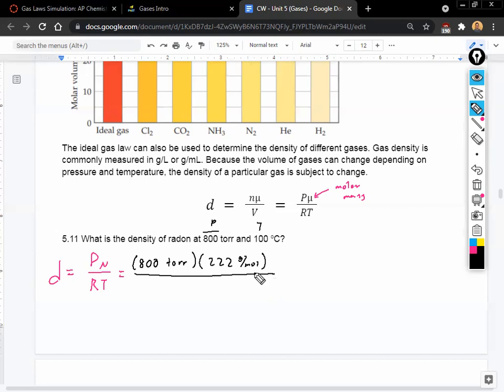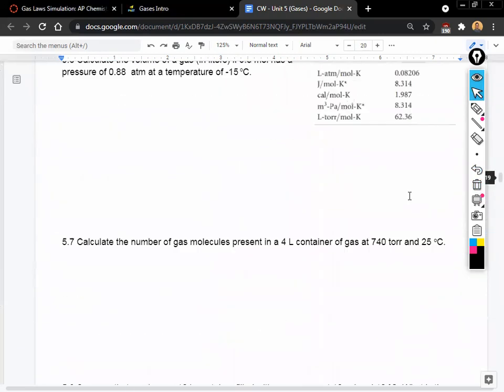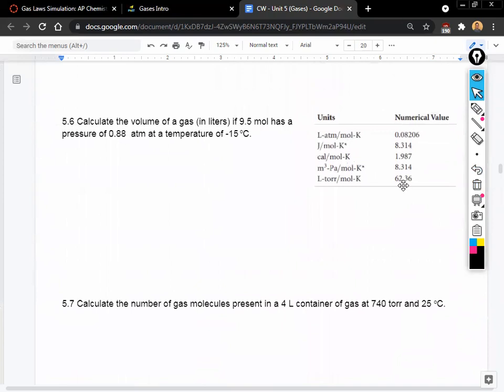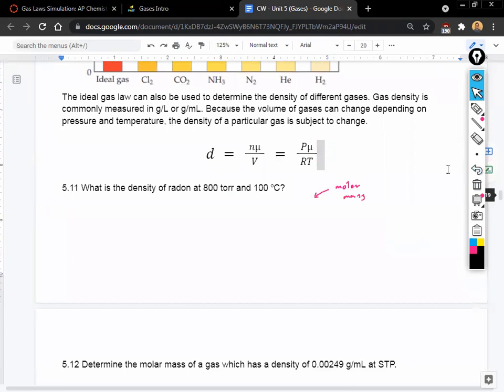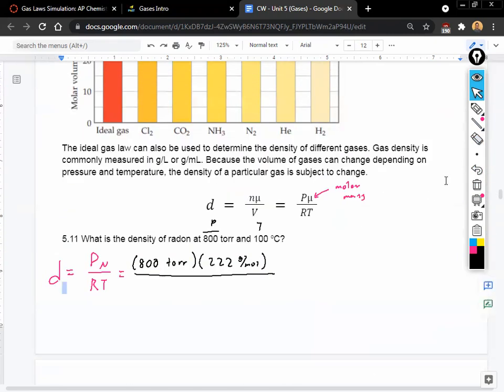Okay, and then for our R value, if you guys go up to the table, we're gonna be looking for one that has torr in it. So if we go to the top, you guys should see the one with torr is 62.36. So we're gonna be doing 62.36. And then for our temperature, it's 100 degrees Celsius, so we need to add 273 to it. So 373.15 Kelvin is going to be our temperature. So 373.15 Kelvin.